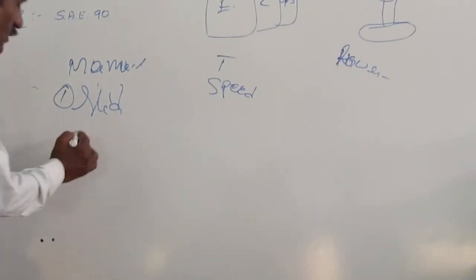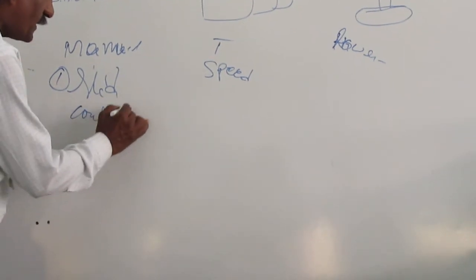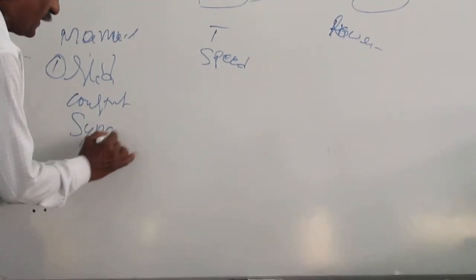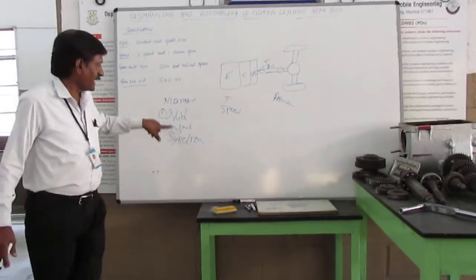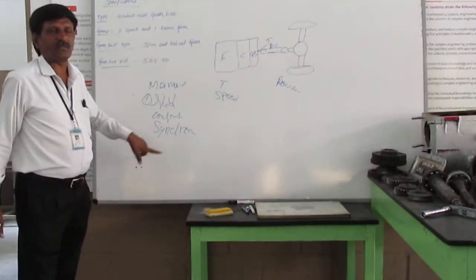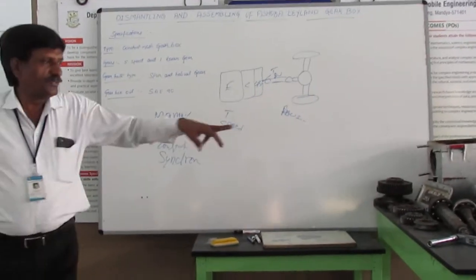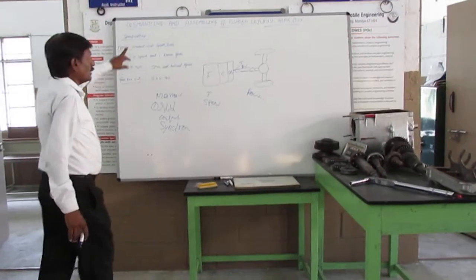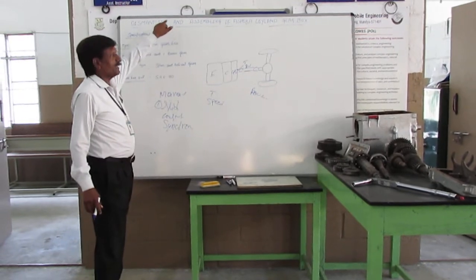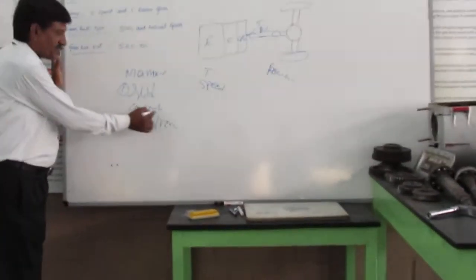The second one is the constant mesh type of gearbox, then synchro mesh. Basically, three different types are used in the gearbox: sliding mesh, constant mesh, or synchro mesh. But in the case of the Ashok Leyland vehicle, they are using the constant mesh type of gearbox.